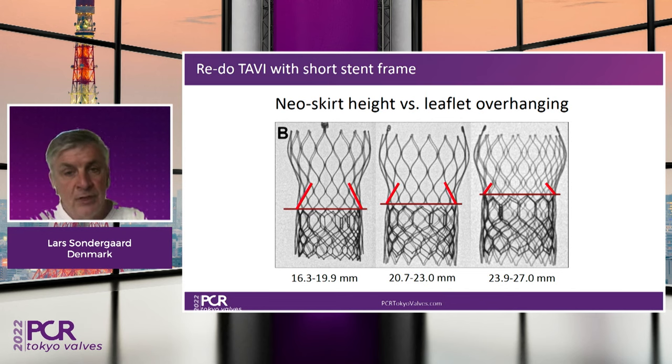valves. So this may be the future when these patients are coming back with a failed self-expanding technology: to put a balloon-expandable valve inside it and put it as low as possible to have a short new skirt with some leaflet overhang, which will still provide access to the coronary arteries without compromising the hemodynamics.